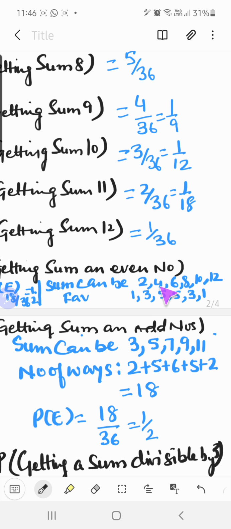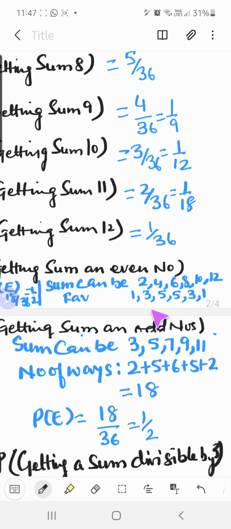Getting sum 4, there are 3 cases where you are getting the sum 4, that is 1 3, 2 2, and 3 1. So that means there are 3 cases. Getting the sum 6, there are 5 cases. Getting the sum 8, there are 5 cases. Getting the sum 10, there are 3 cases. And getting the sum 12, there is only one case.